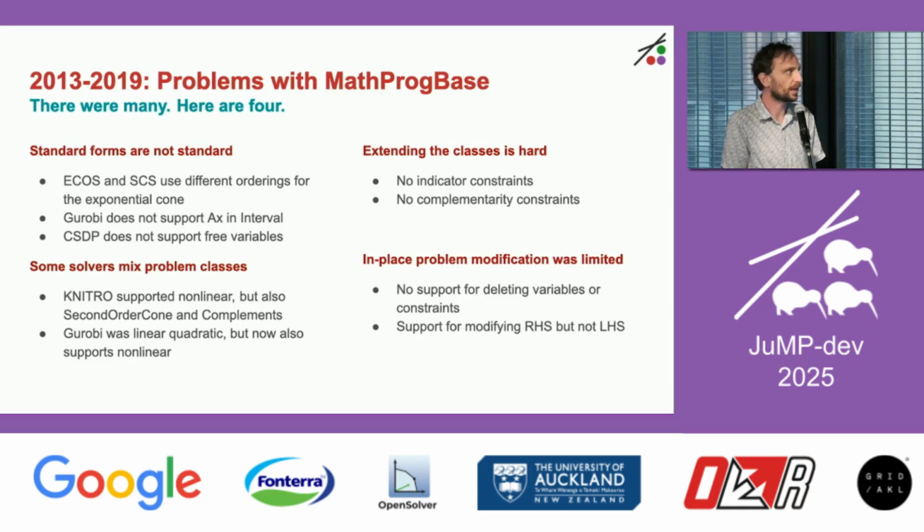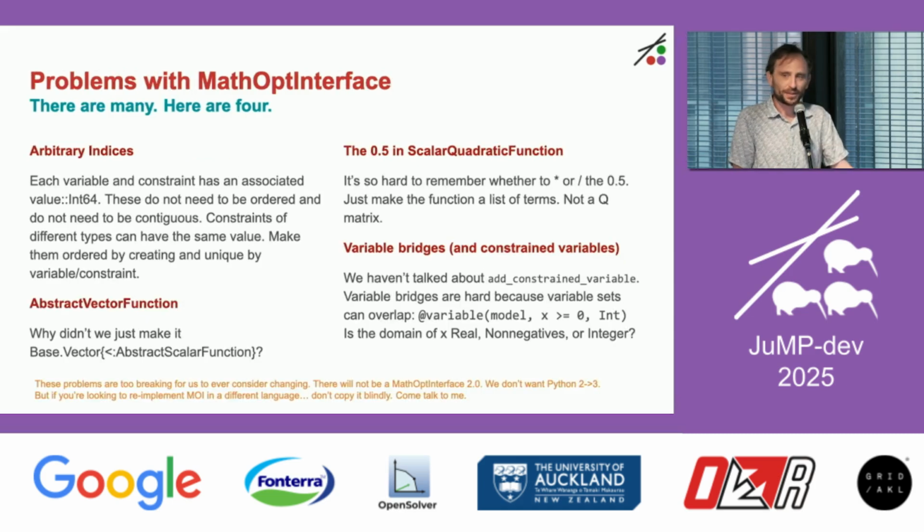It's a relatively complicated piece of code, but it manages abstracting over solvers that can either support in-place modification natively, or it throws away the optimizer and rebuilds it from scratch when it needs to. But there are a few problems with MOI.